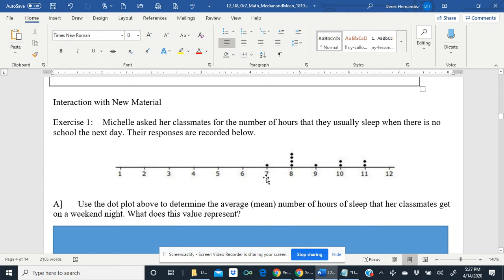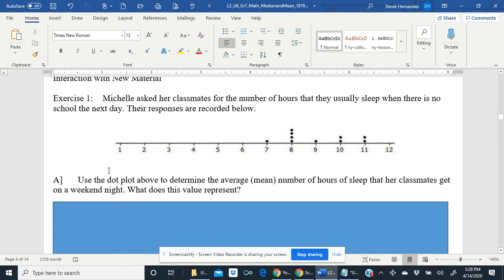So one student said they slept in for 7 hours. 4 students, because there's 4 dots, said they slept in for 8 hours. So that's 1 7, 4 8s. One student said they slept in for 9 hours. So that's 1 9. 2 students, 2 dots, said they slept in for 10 hours. That's 2 10s. And 2 students, 2 dots, said they slept in for 11 hours. So that's 2 11s. There are no 12 hours people, no 6-hour people, 5, 4, 3, 2, 1. None of that. Just these.